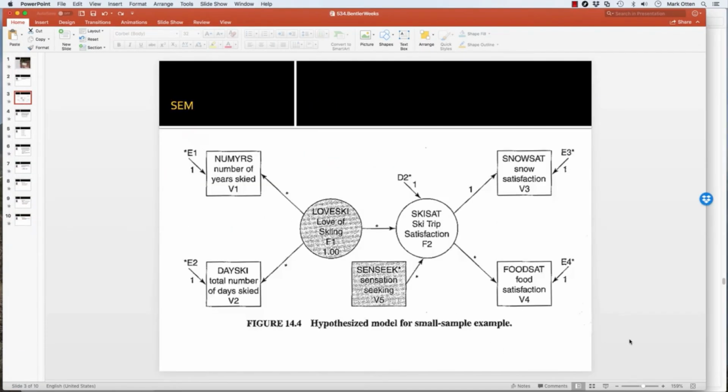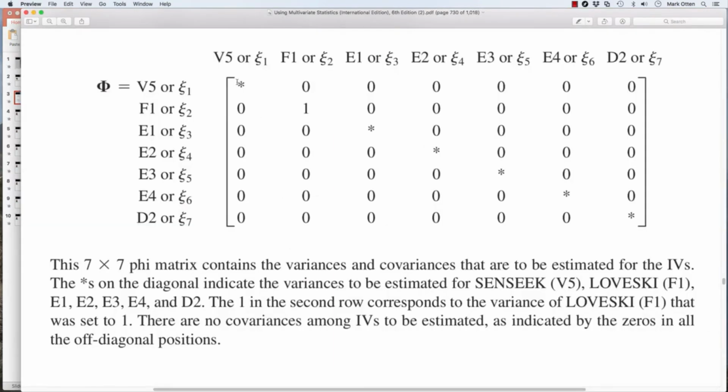So what happens when you add in an independent variable like sensation seeking is you have that relationship between it and ski trip satisfaction that was captured a minute ago as part of the Bentler-Weeks main model there. But then you also need to estimate, or allow the model to estimate, a variance for it. And so that's what that star here indicates.